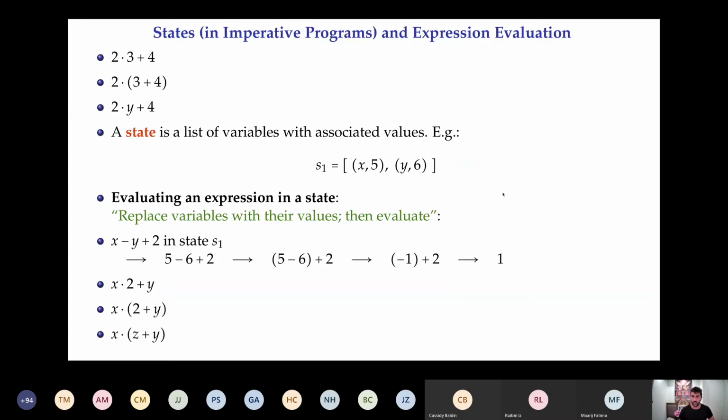So as I mentioned not too long ago, a state is just an assignment of values to variables. So here's a state called S1. In this state, x becomes 5 and y becomes 6. These are the values associated with the variables.